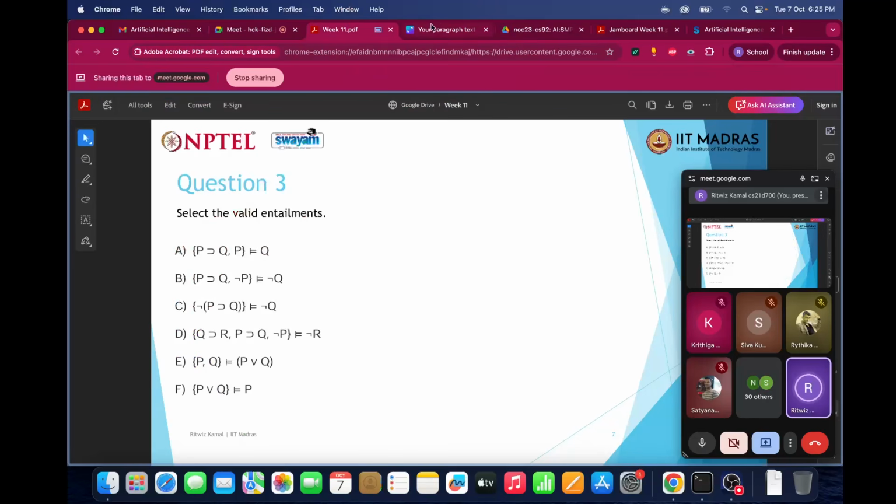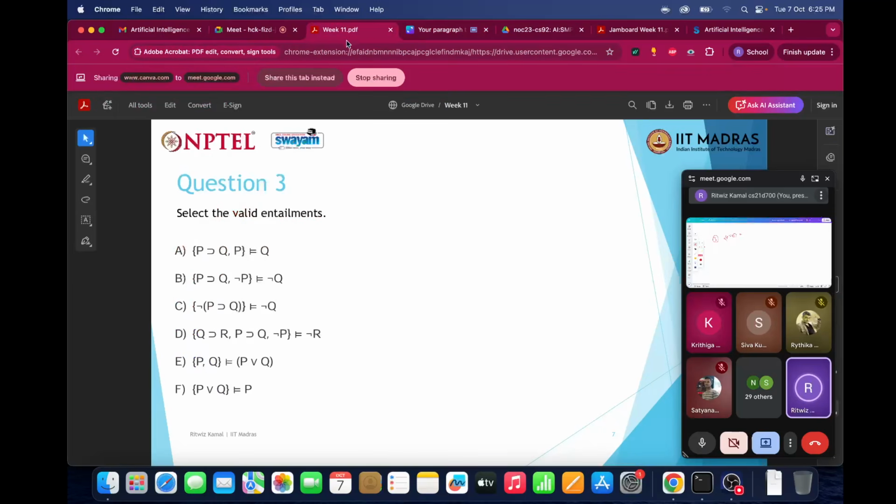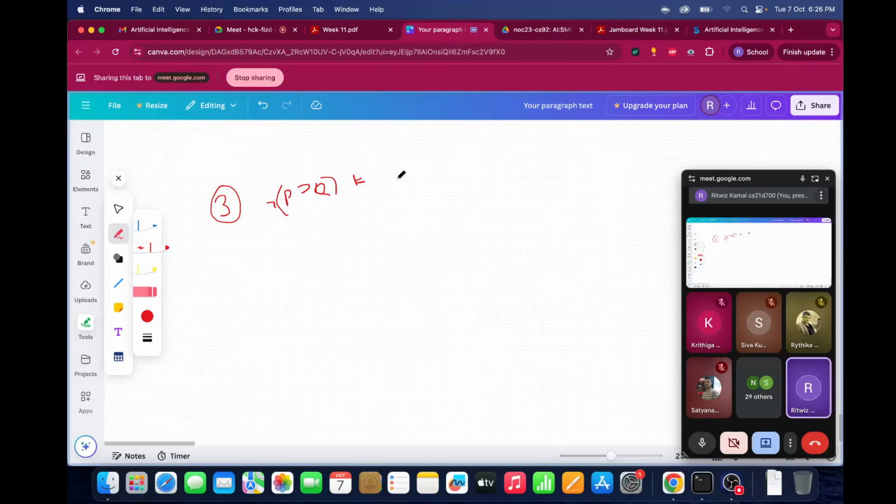We are given not of P implies Q. This entails not Q. Okay, so let's inspect whether this is a valid entailment or not. Let's break this part down.